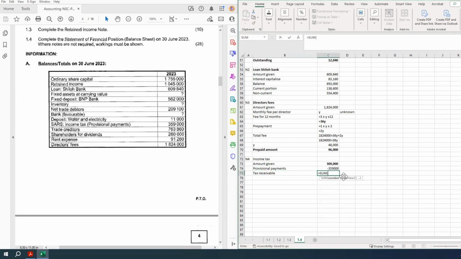Tax receivable would then just be the sum of these two here, which is 50,000. Okay, so don't let the signs confuse you. The logic is effectively, we calculated income tax to be 309, but we've made provisional taxes for more. So that means the balance is what SARS owes us as at year end.